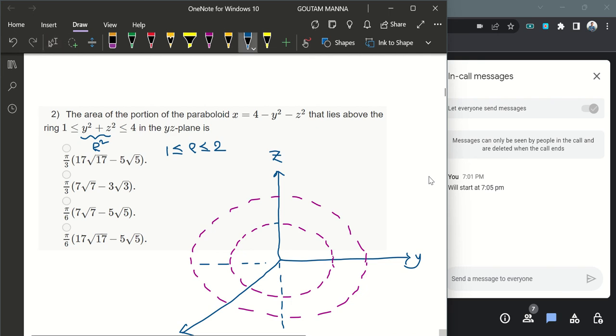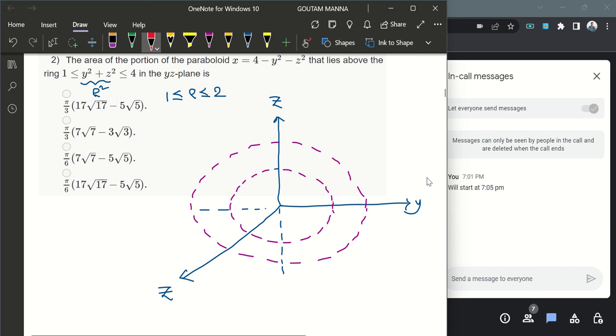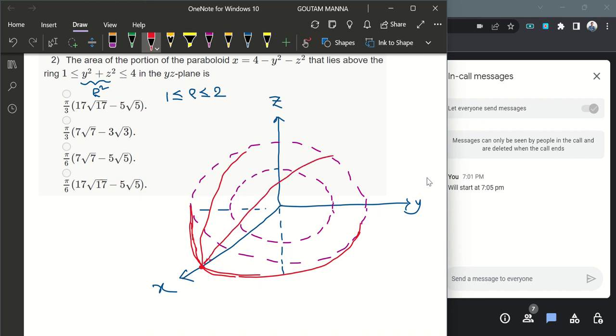So if you draw the paraboloid, then it will look like this. When y and z equal 0, then x equals 4. So let's say, oh sorry, this is the x axis, and this is x equals 4. So it will start from here and gradually go like this. So the surface should look like this.